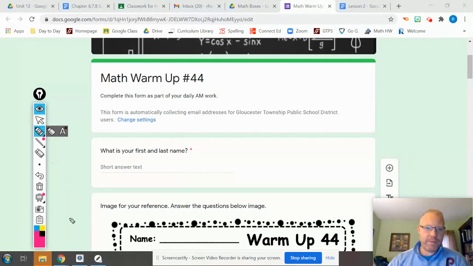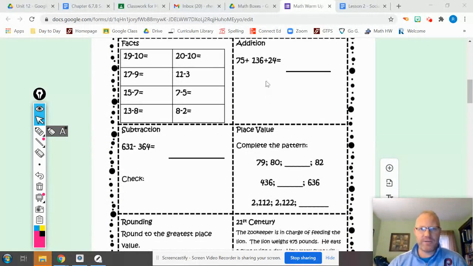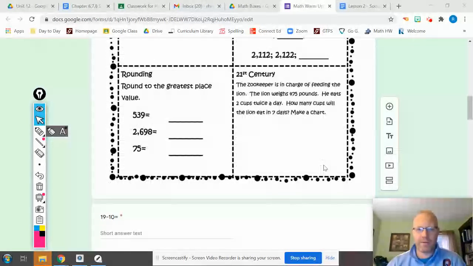Put your name on your paper. Your name should go here, first and last. Take a look at the math boxes. We have facts, addition, we're going to add 3 numbers, subtraction, might need to borrow, complete the patterns, and then rounding, and finally a word problem.